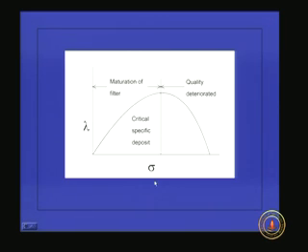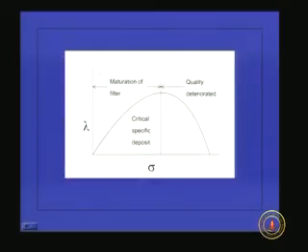What is the reason? Because sigma is the specific deposit, the amount of particle deposited. If sigma is increased after a certain limit, the pore velocity will be very, very high. That pore velocity causes the shearing of the particles already sitting on the filter media. So with respect to time, more and more particles will come out along with the effluent, and the quality will be deteriorating drastically. So we have to stop the filter operation at this stage.